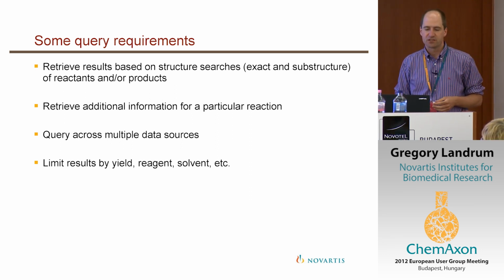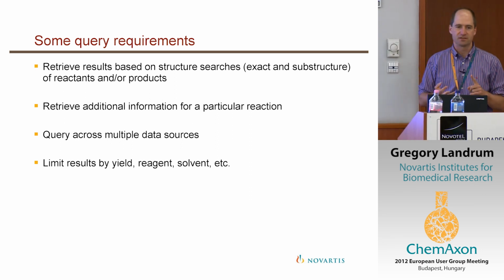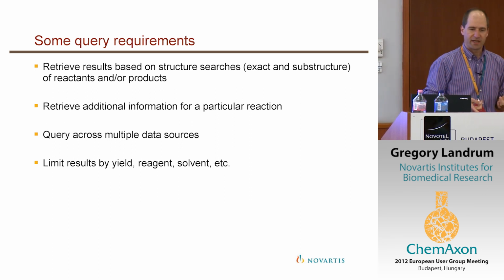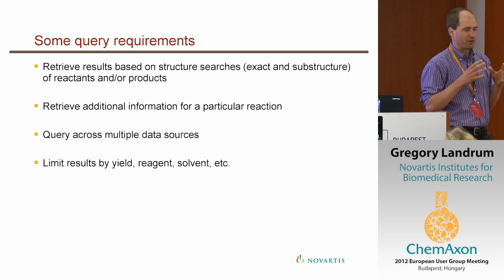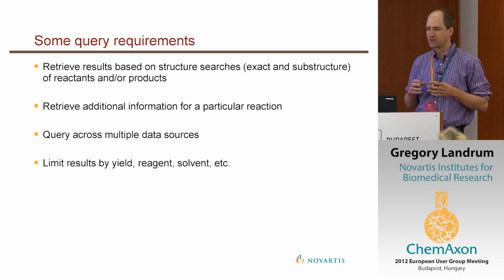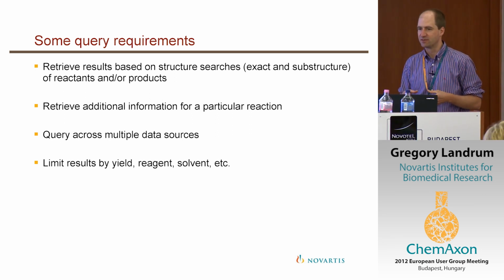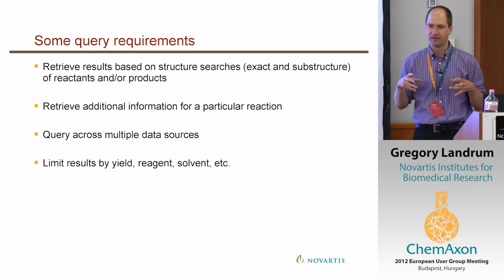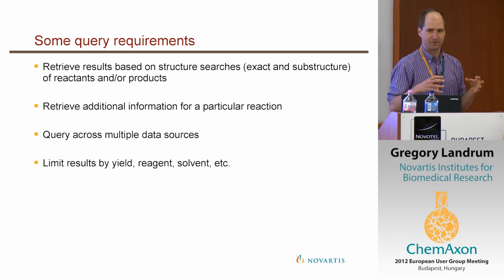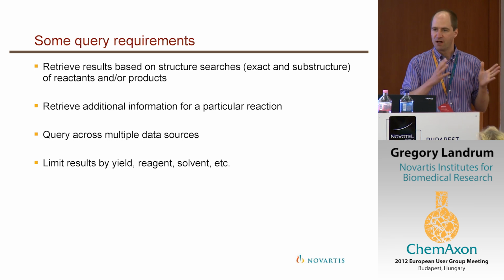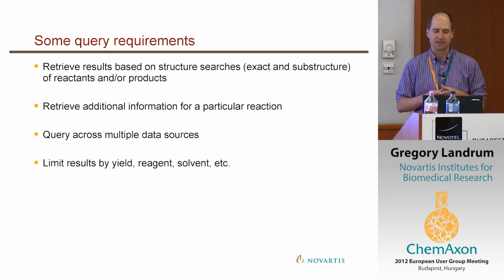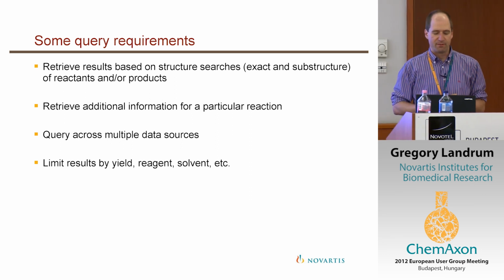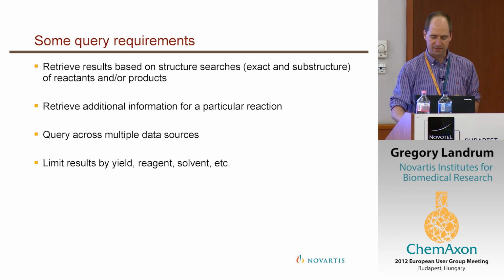We needed to be able to retrieve additional information for every reaction, so conditions, reagents, solvents, etc. We needed to be able to query across multiple data sources. I mentioned this at the beginning. We have our historical reactions, not in one database of historical reactions. Novartis, like all of the other big pharma companies, is a bunch of companies that have been glued together and integrated successfully or unsuccessfully over 20 years. So we have a number of different back-end databases that we need to integrate together. We need to be able to query across all of those, and you want to be able to do the obvious limiting of your result sets. I'll demonstrate that later.